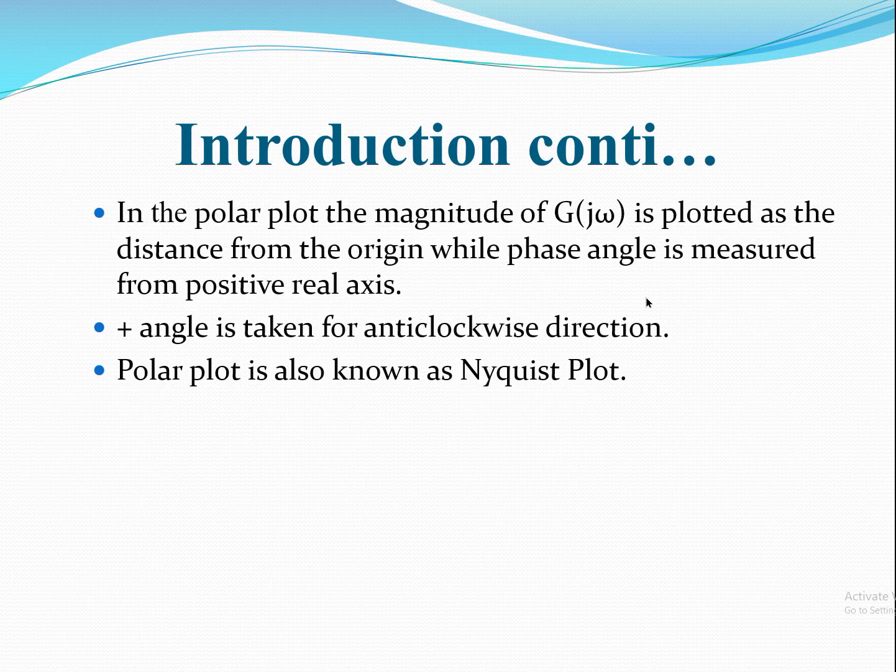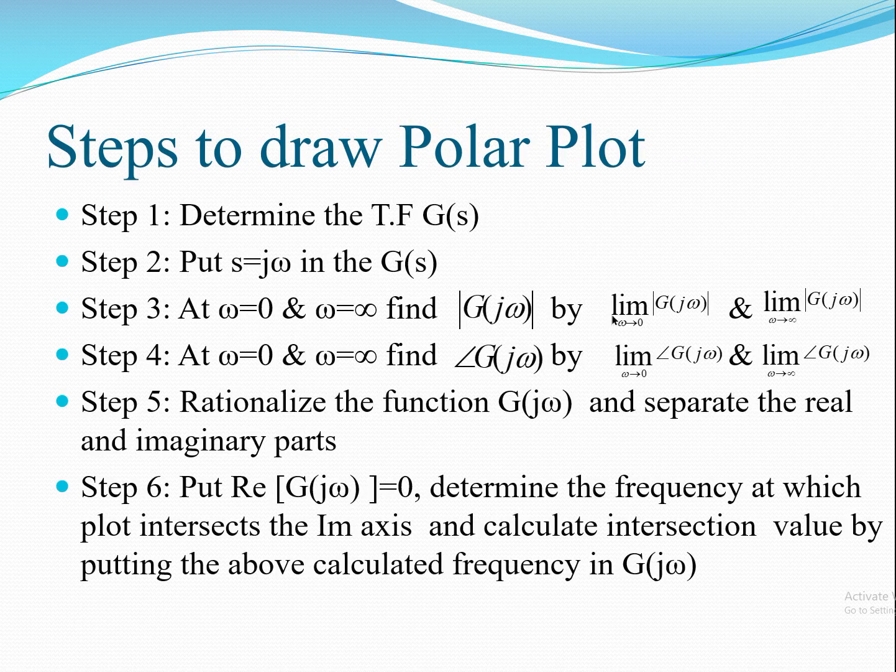So for that, we will find the magnitude at omega equal to 0 and at omega equal to infinity, and the phase angle at omega equal to 0 and omega equal to infinity. This will give me the starting value of the plot at omega equal to 0, and the ending of the plot at omega equal to infinity, for the magnitude as well as the phase angle. Now we need to rationalize the function G of j omega and separate the real and imaginary parts.